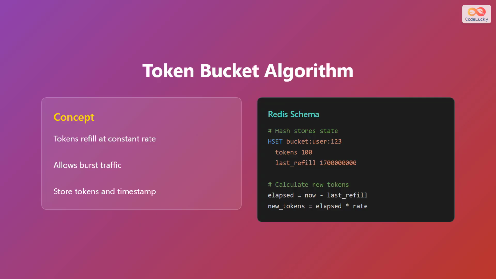This architecture keeps rate limiting decoupled from your main application logic. The token bucket implementation stores two values in Redis for each user: the current token count and the last refill time. When a request arrives, we calculate how many tokens should be added based on elapsed time and the refill rate. We cap the total tokens at the maximum capacity. If at least one token is available, we consume one and allow the request. Otherwise, we reject it. This entire operation happens in Redis, ensuring thread safety and consistency.